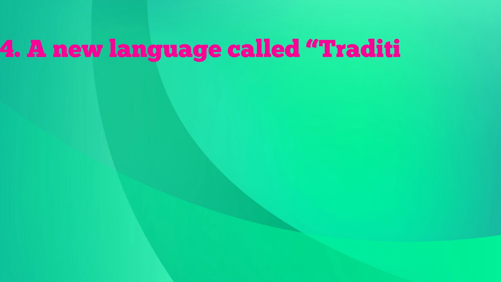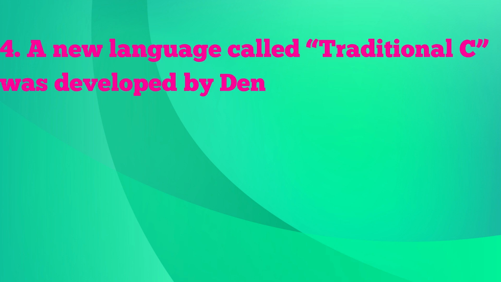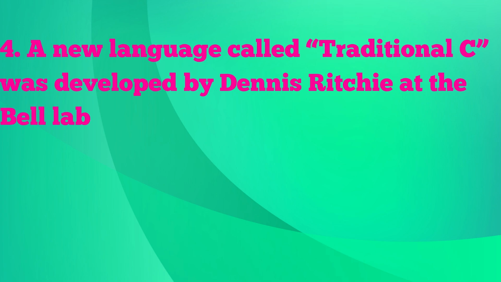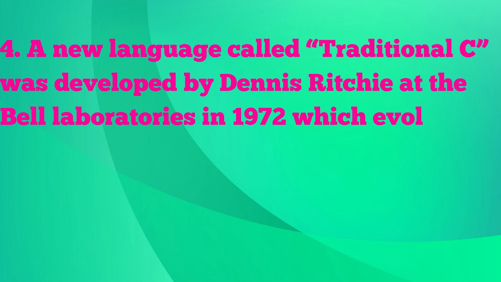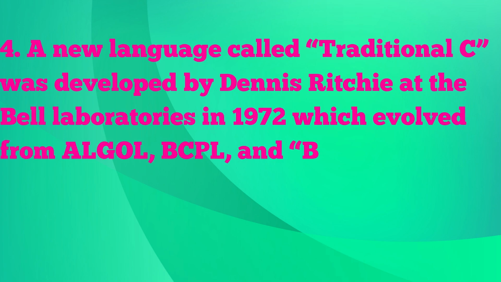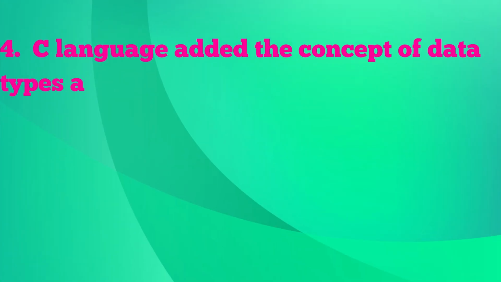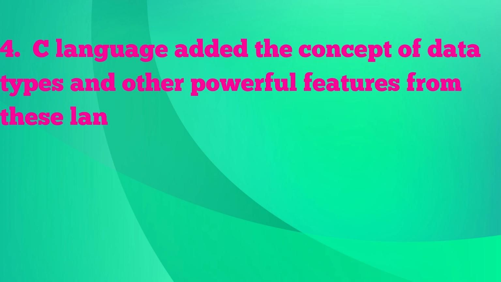4. A new language called Traditional C was developed by Dennis Ritchie at Bell Laboratories in 1972, which was evolved from ALGOL, BCPL and B. C language added the concept of data types and other powerful features from these languages.